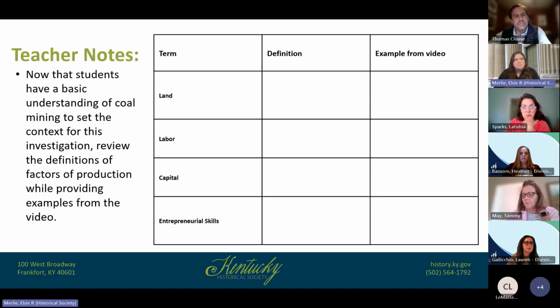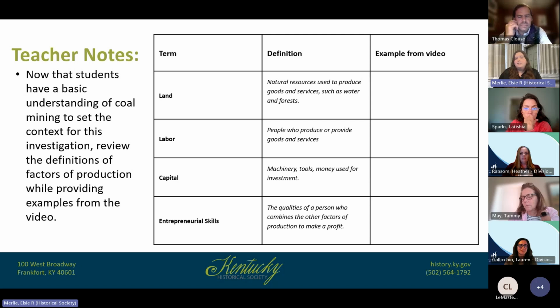So this learning experience might not be your day one introduction to the factors of production. So your students would be able to possibly share and fill in the definition part of this chart. But to save us time, I went ahead and filled in the definition part for us. So here are these definitions. And I would love for you guys to unmute again. And after you look over the definitions, give us some examples from the video that you remember. An example for land, an example for labor, capital, and entrepreneurial skills.